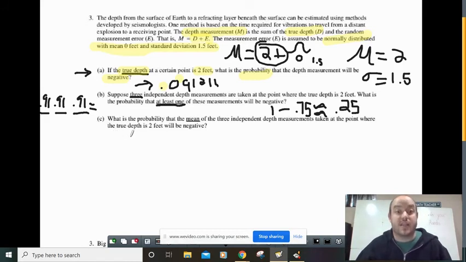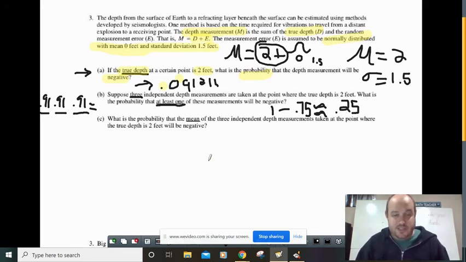Moving on to C for the last bit of this. What is the probability that the mean of the 3 independent depth measurements taken at the point where the true depth is 2 feet will be negative? So it wants to know what's the probability that the mean of the 3 independent depth measurements taken at the point where the true depth is 2 feet will be negative.